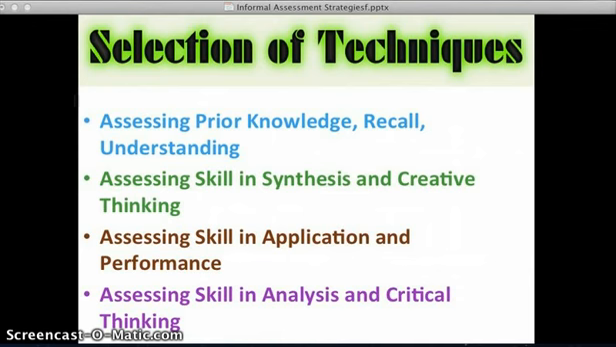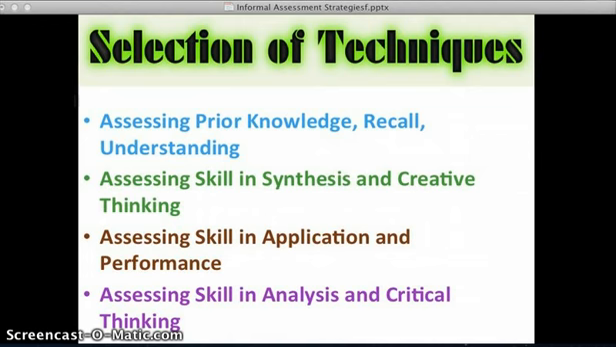Well, the first one, assessing prior knowledge, recall and understanding, is the one which will go in every session. It's very important to know the prior knowledge. But suppose I have to teach the second year honors school, then I'll change a little bit, using assessing skill in synthesis and creative thinking along with the prior knowledge tool. And again in the third year, where the concepts change, I will be using skill in application and performance. And going to the last year, where the students have to submit their dissertation and depend more on research work, my assessing tool will change. It will be in analysis and critical thinking.